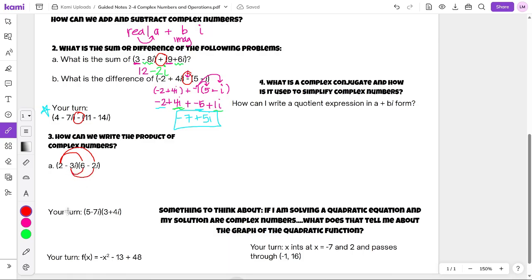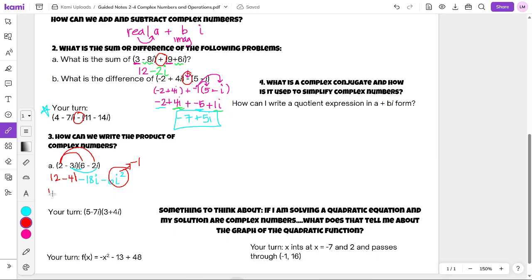All right, so let's do the 2 first. So 2 times 6 is 12. And 2 multiplied by negative 2i is negative 4i. Right, now let's grab the negative 3i. Negative 3i multiplied by 6 is negative 18i. And negative 3i and negative 2i is negative 6i times i, and i times i is i squared. So we talked earlier that when we see i squared, we can replace it with negative 1. So let's go ahead and do that.